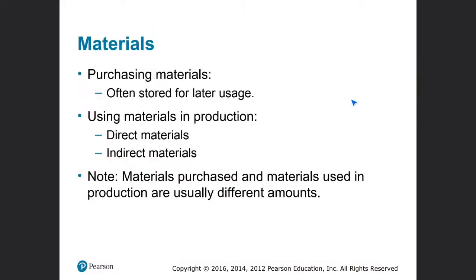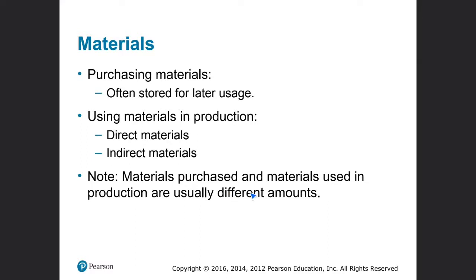So materials. Purchasing materials. Materials are often stored to be used at a later date. So a lot of times we purchase materials and then some of them are used immediately and some of them we save for a later date. Using materials in production. When you use materials in production, there are two different types of materials. There are direct materials and indirect materials.